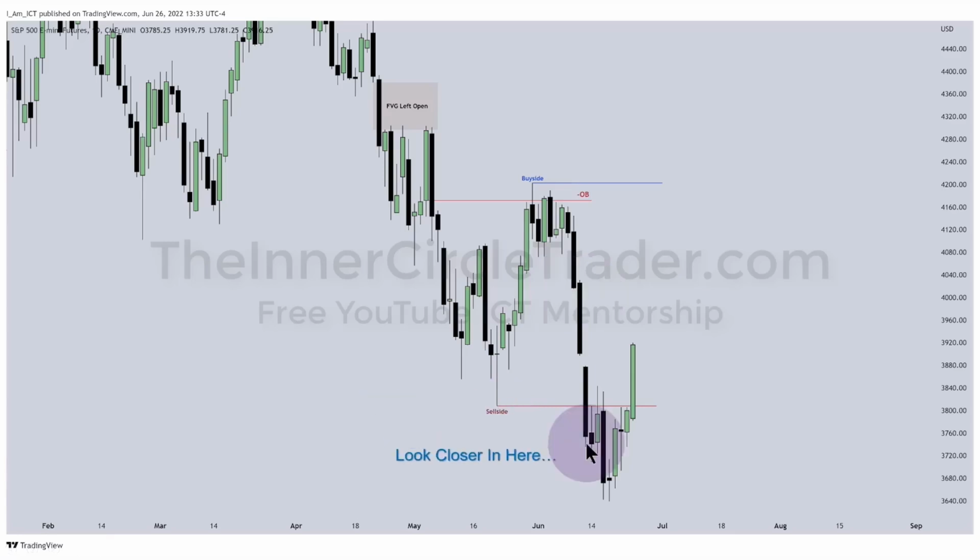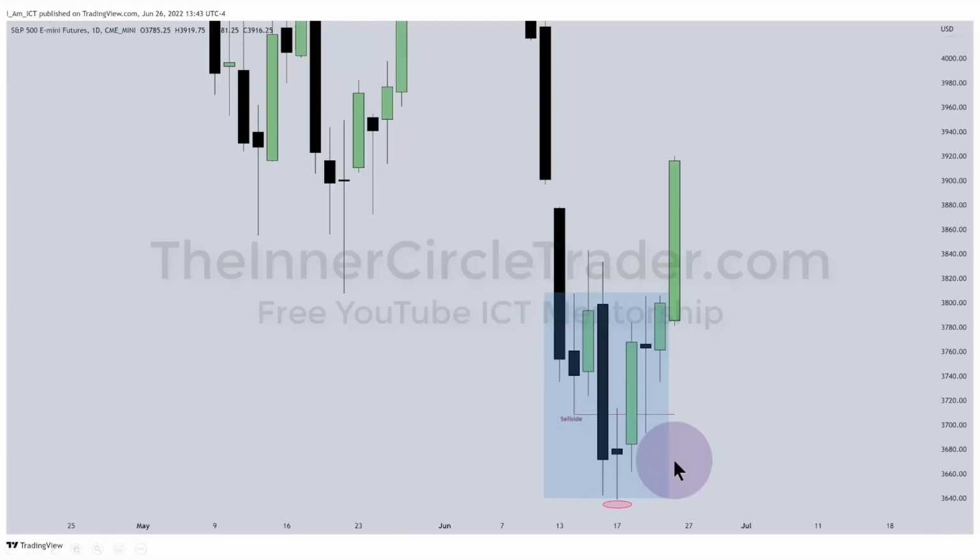But look closer in here. What do you see? Let's zoom in. So here is that area here. And inside this shaded area, I've taken your attention to this short-term low here. So we have a short-term low here, and then it gets taken out, and then we have this low here, and it starts to rally up. Look close. Do you see that this is a swing low? Again, these are daily candles. They're not lower intraday charts.